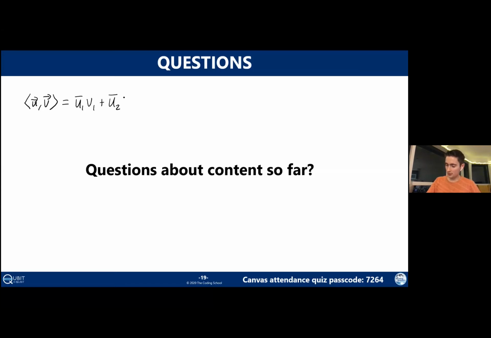plus u2 conjugate v2. And so the order of operations here, just using like BEDMAS, is to put the brackets like this. So you do the multiplication first and then the addition. That is the way you have to do it. So don't try and put brackets anywhere else. Always do the multiplication first and then the addition second.